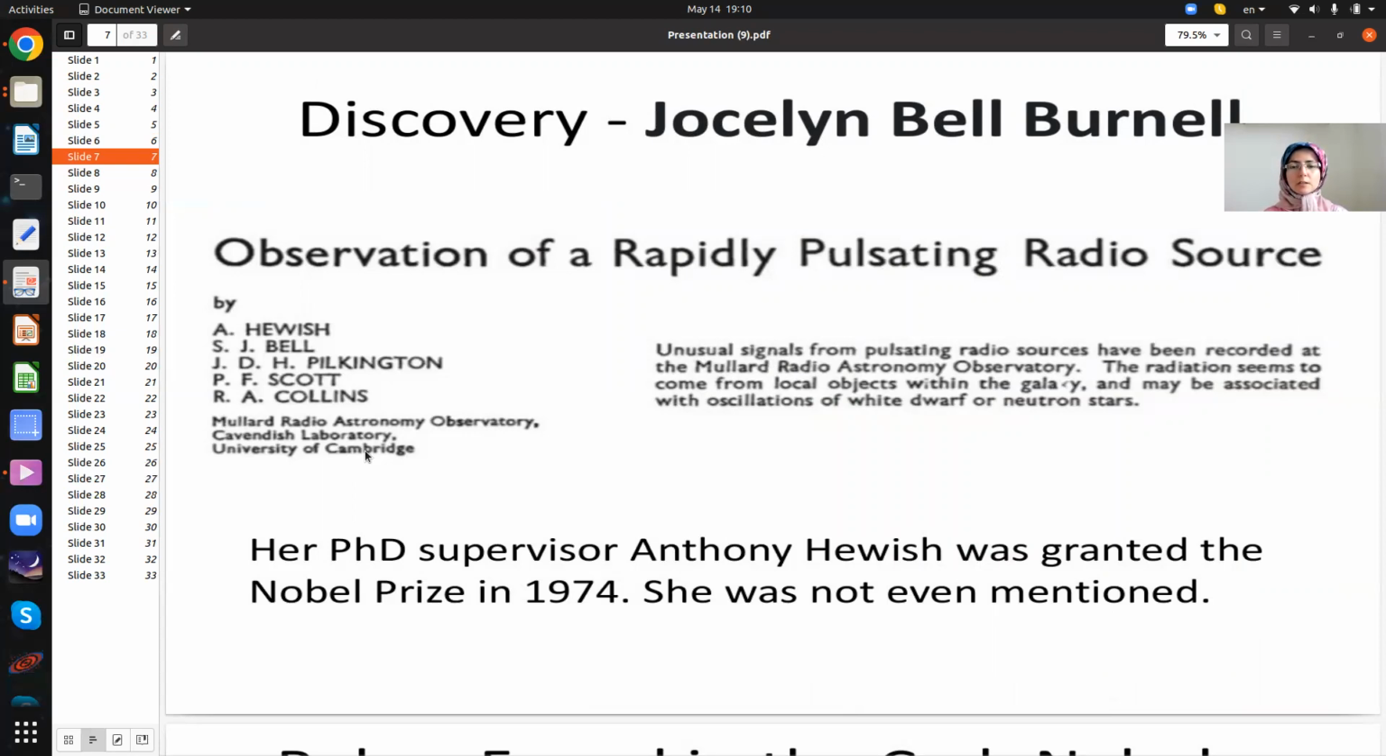And you see here the remote observation of a rapidly pulsating radio source. Unusual signals from pulsating radio sources have been recorded at the Mullard Radio Astronomy Observatory in Britain. The radiation seems to come from local objects within the galaxy and may be associated with oscillations of white dwarfs or neutron stars.